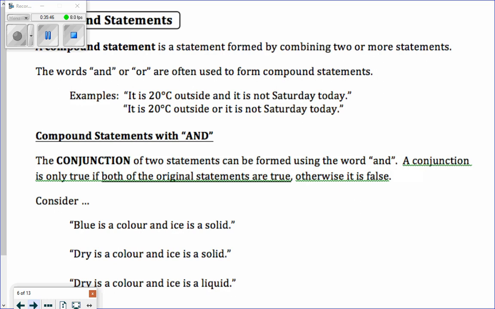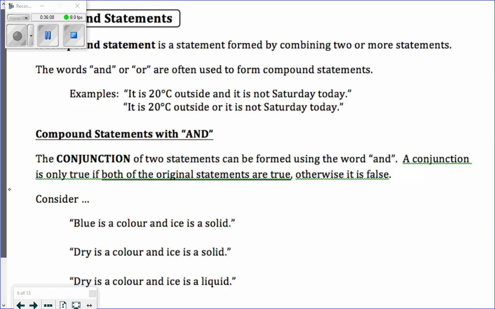So blue is a color and ice is solid. In this course, we don't care if the two things are related to each other or not. It doesn't matter that blue and ice have nothing in common. If you put two statements together and you connect it with the word and, we call it a conjunction. Now, a conjunction is only true if both the original statements are true.